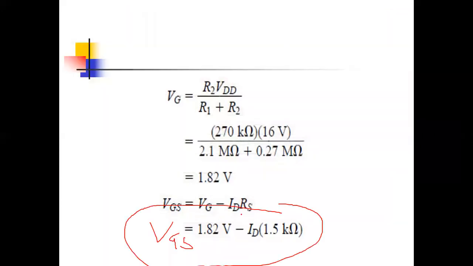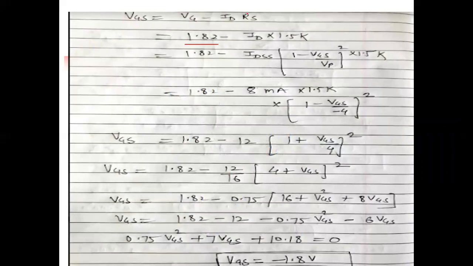See here, VGS we found is VG minus ID RS, where VG is 1.82 and RS is 1.5K. I have put the value of ID here. IDSS is 1 minus VGS upon VP whole square. IDSS is given as 8 milliampere, and RS is 1.5K, with VP minus 4. Just solve this equation step by step. Pause this video and try to solve it yourself and check whether you are getting the same answer or not. So 1.82 minus 12, 1 minus VGS upon 4, whole square.